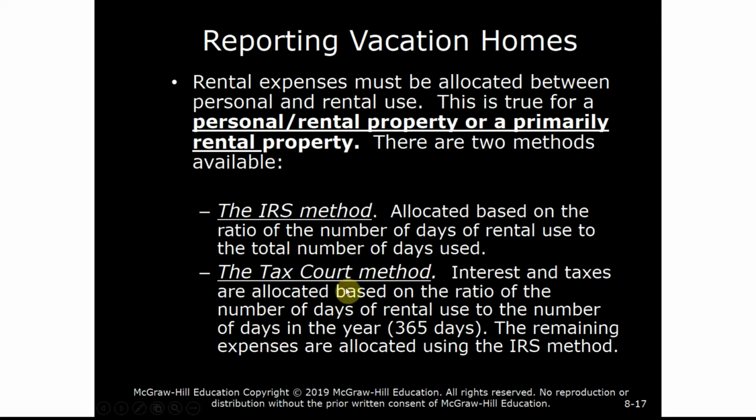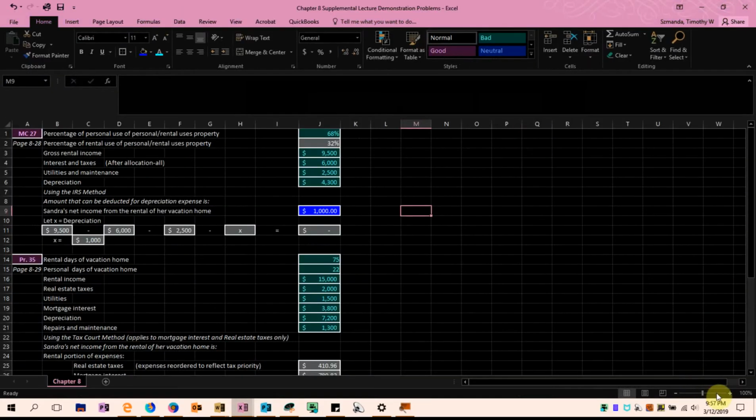The other method to allocate, at least interest and taxes, is the tax court method. If you use the tax court method, you only use it to allocate interest and taxes, these shared expenses on the rental property. But you would do so not based on the number of days used for the year, but rather based on the rental use divided by 365. And then the remaining expenses are allocated using the IRS method. So let me go through an example of this to hopefully make it more clear. Let me make this a little bit larger.